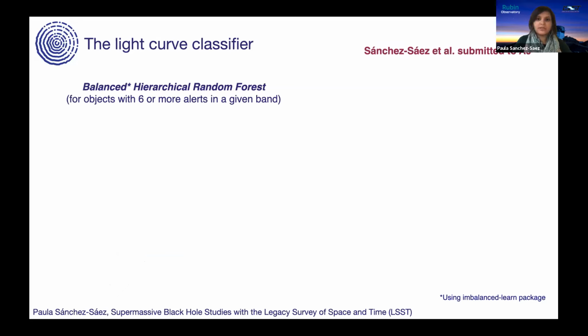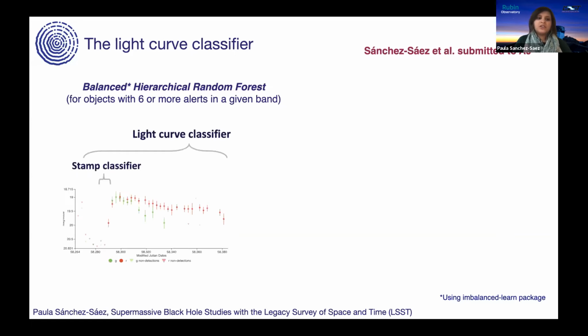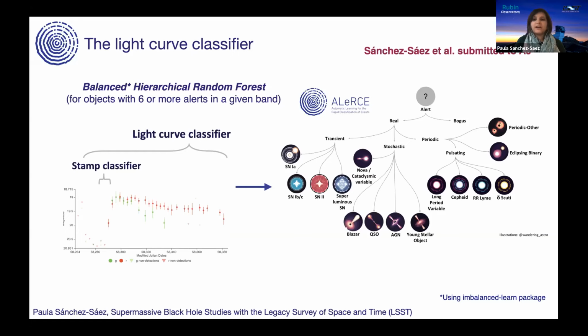So for the case of active galaxies, the light curve classifier is more important. And this is a work that I just submitted to the Astrophysical Journal like a couple of weeks ago. And the idea of this model is to use a balanced hierarchical random forest to classify all the objects with six or more alerts in a given band. So in this case, we use the whole light curve, not just the first stamp. And we are able to classify the sources in a broader taxonomy. So in this case, we have 15 classes separating between transients, stochastic sources, and periodic sources. And in particular, we have three classes of active galaxies.